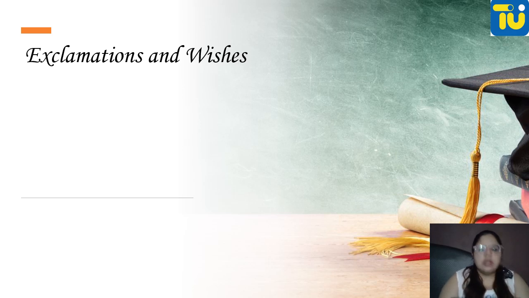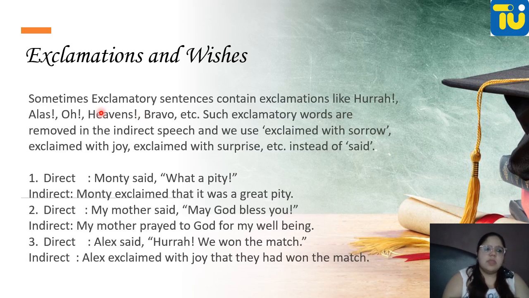The last kind of rule: exclamations and wishes. There are sentences with exclamation marks. So what do we do in those cases? Sometimes exclamatory sentences contain exclamations like hooray, alas, oh, heavens, bravo. In these kinds of sentences, the exclamatory word is removed, and if it's a sad exclamation, we say "exclaimed with sorrow." If it's joyful, we say "exclaimed with joy." Or we just say "exclaimed." He exclaimed that. Simple.